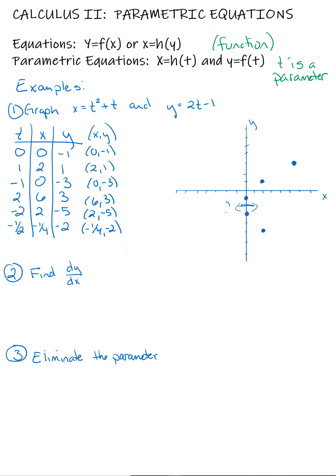Looking at that y value of -2, and that showed me which t value to use. So that's how I came up with that last point, -1/2 for t, which gives me -1/4 for x and -2 for y. Of course, you could add a few more points if you wanted.